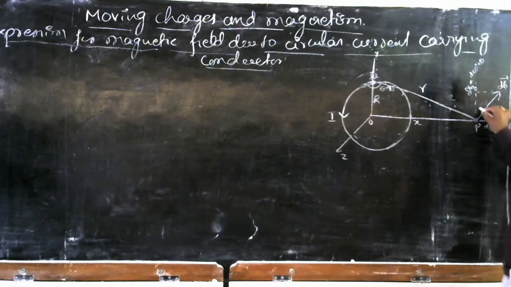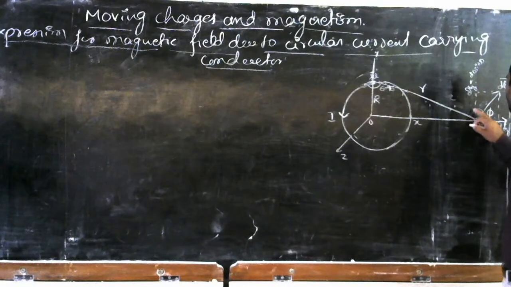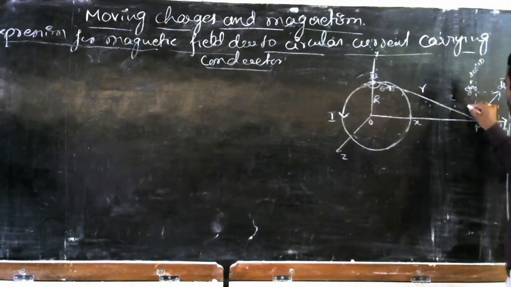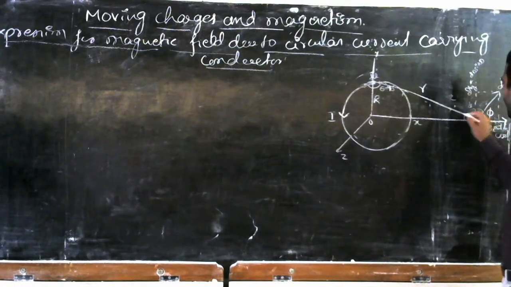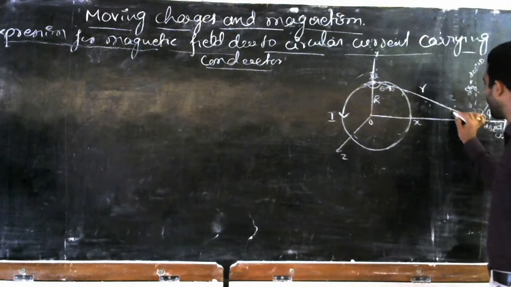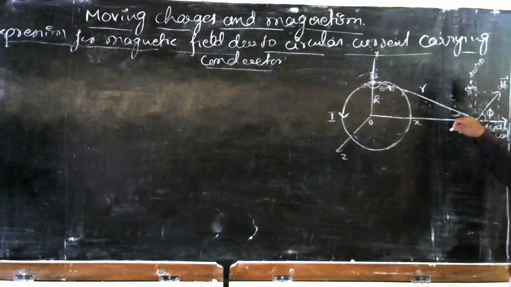Yes. Now see here. If this is phi, this angle will be 90 minus phi. If this is 90 minus phi, this whole angle will be 90 degrees here. The remaining angle is phi here. If this is phi, again you have to see a right angle here. This is phi, so the remaining angle will be 90 minus phi. This angle will be 90 minus phi.